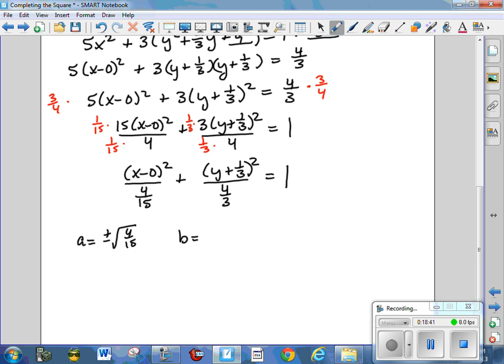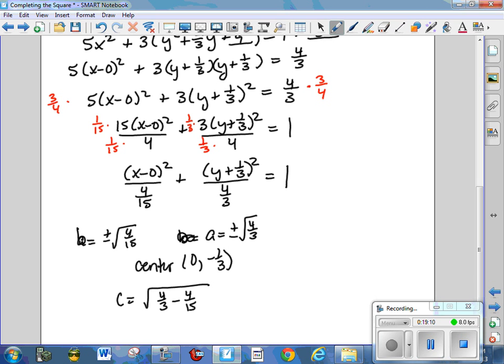B would be, actually I think it'd be the other way around because I think 4/3 is the bigger number. So a would be plus or minus the square root of 4/3. The center would be 0, negative 1/3. So you could graph this. It would be a very small, baby tiny ellipse because the square root of 4/3 and the square root of 4/15 are very small numbers, and your focus would be the square root of 4/3 minus 4/15, also a small number. So you could graph this, but it would be a little messier to graph, so we're not going to graph this. Hope that helped.